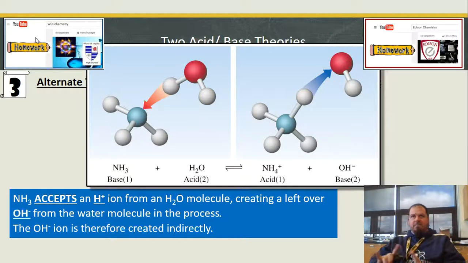I don't want you to get confused with the acid too, but underwater it is. That's conjugate acid base stuff, and we're not going to worry about figuring out who's the conjugate acid and who's the conjugate base. I just need you to know that NH3 does not have OH in it directly to dissociate out. What it does is it accepts an H plus, leaving behind an OH from the water, and so it creates that OH minus. It just does it indirectly. Now we have a new alternate theory that is more encompassing of all bases and all acids.